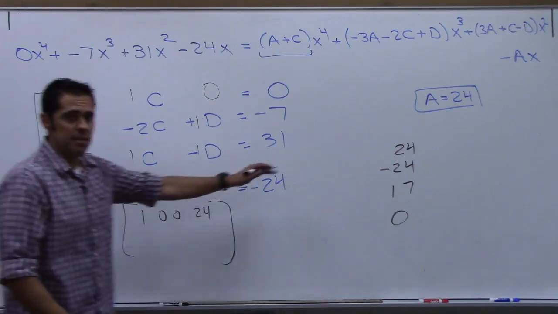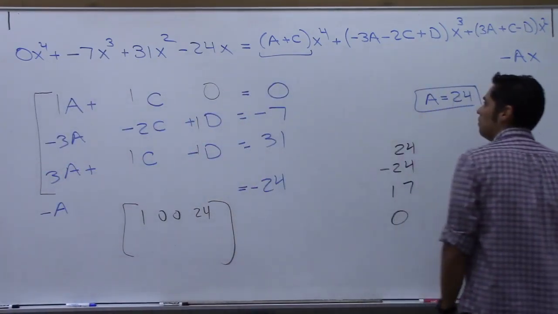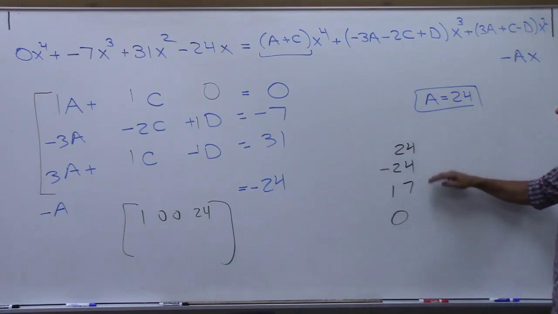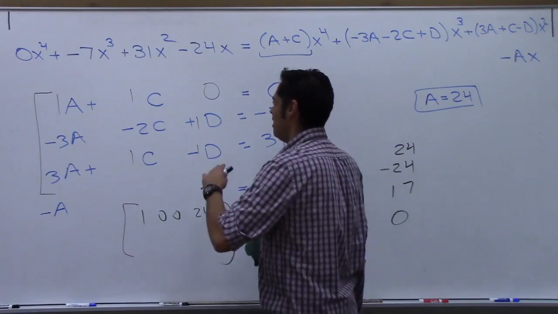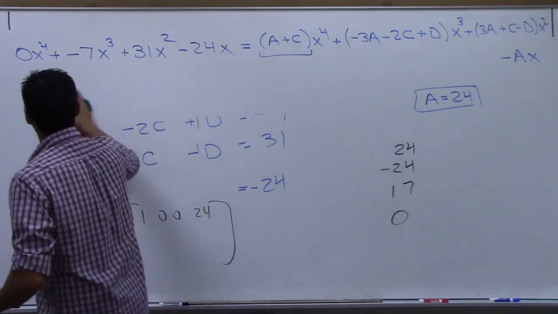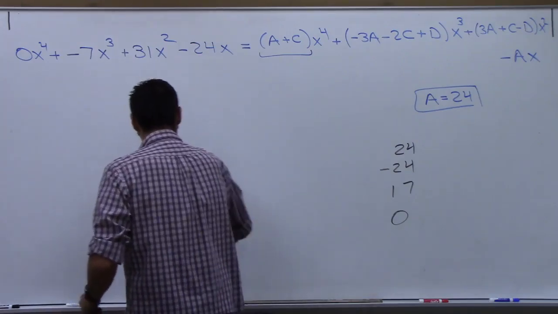All right, so that's A, B, C. In what order? A, C, D. A, C, D, C. That's how they got it. That's the name. They just got tired of doing that.